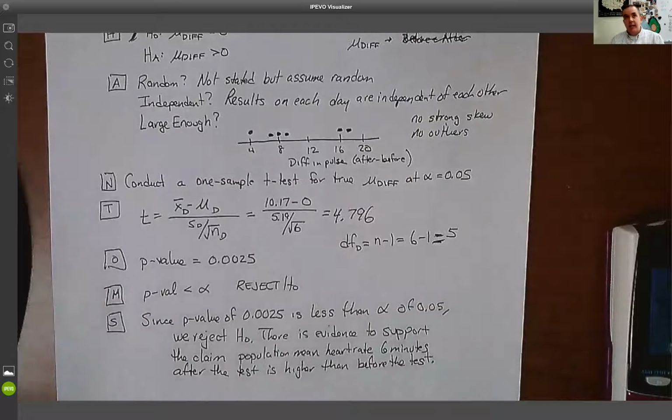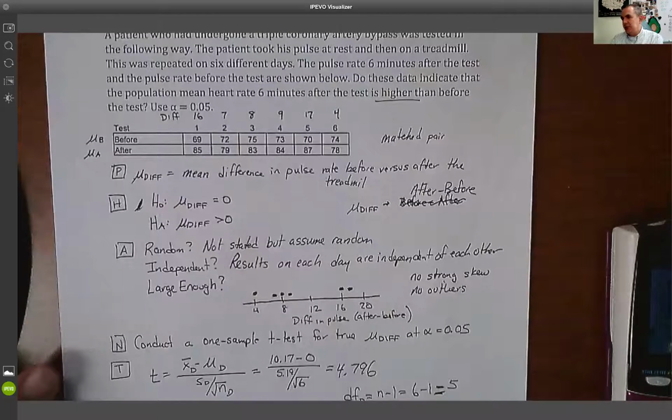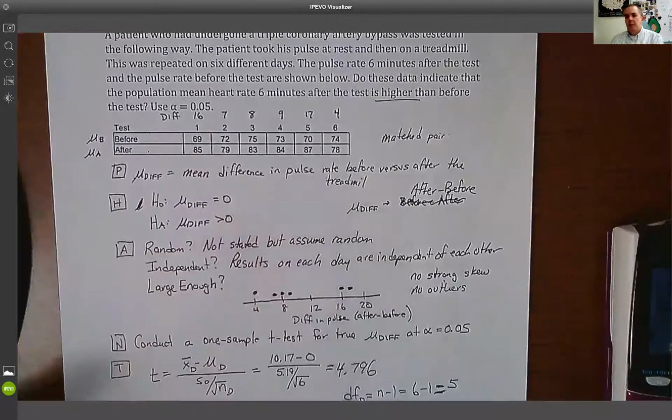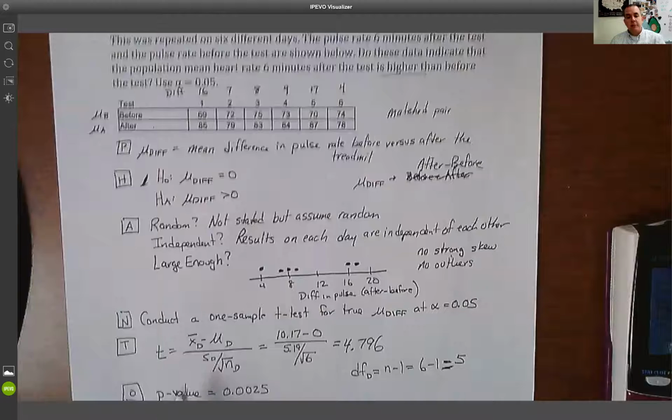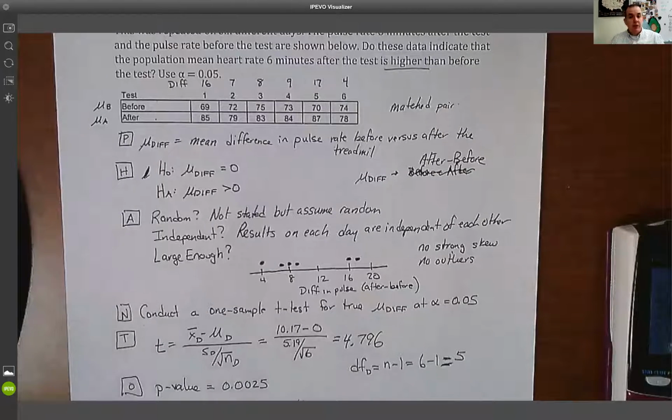That is a matched pair test. Again, the reason that it's a matched pair is because we have 2 samples, but we don't treat the 2 samples as individual samples. We look at the difference as 1 sample. So kind of like we did with the intervals, but now we're doing it as a test. So that's the last one.